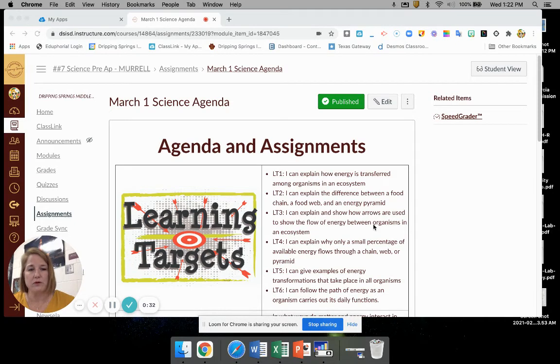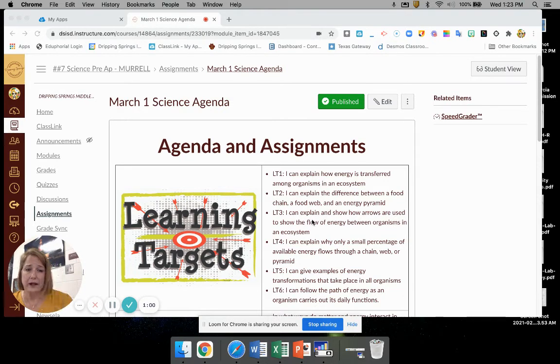We've reviewed our learning targets. We've been talking about energy transfer, energy transformations, and the different ways we can represent that. We can do a food chain, we can do a food web. Then we talked about energy pyramids, and the difference is that a food chain or web shows feeding relationships, and an energy pyramid shows energy moving through the trophic levels.